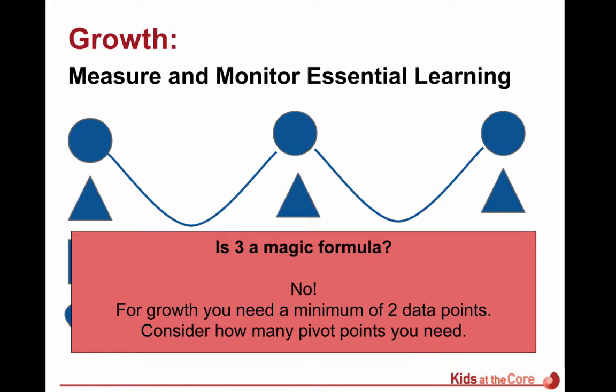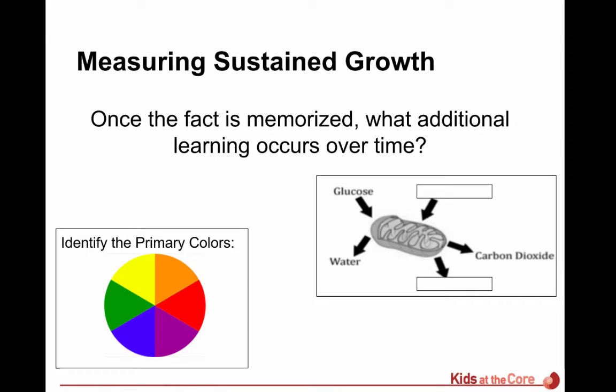Of course, 3 is not a magic formula, but you're going to need a minimum of 2 data points to talk about growth and learning over time. And those formatives, as we said before, those midpoints are just incredibly important for keeping the student aware of how they are doing in the learning process, and of course helping the teacher to pivot and change what they're doing to meet the needs of all students.